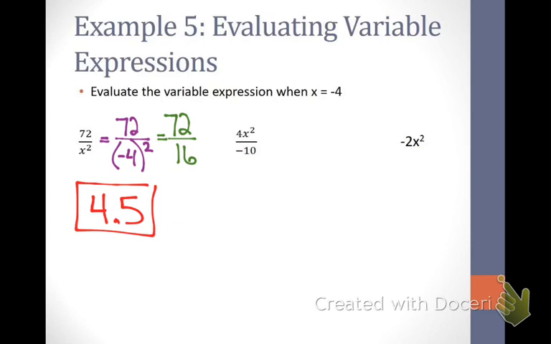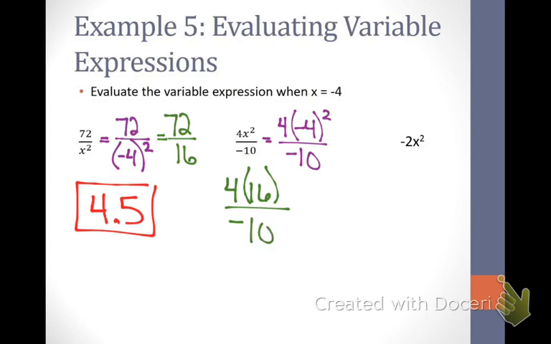4.5. All right, let's try to make our substitutions in the next expression. Okay, so did you put negative 4 in parentheses? Divided by negative 10. Do you multiply first or do you do your exponent first? You do your exponent first. What's negative 4 squared? Positive or negative? Positive, because I multiplied it twice. Divided by 10. 4 times 16 is 64.